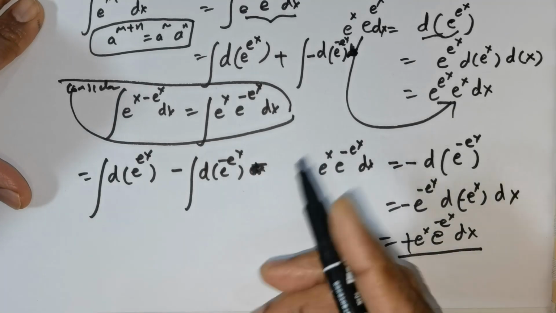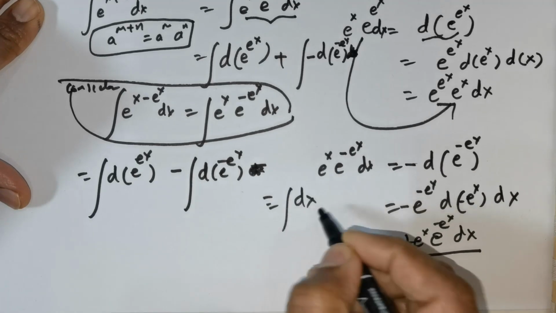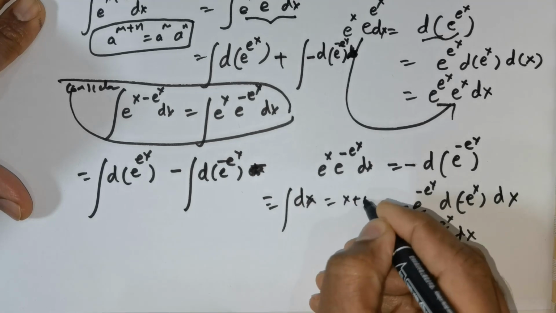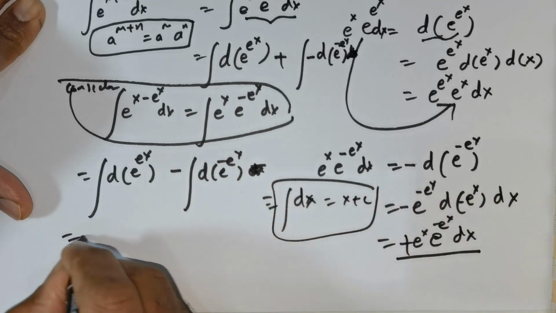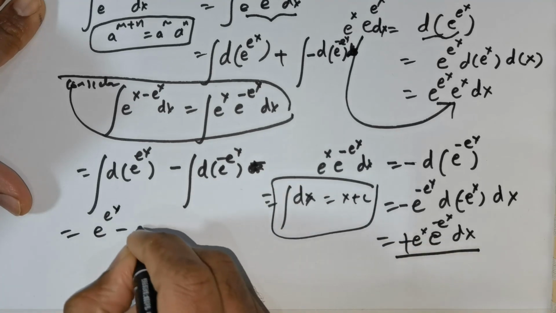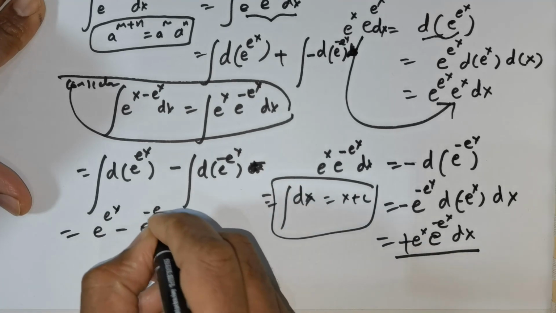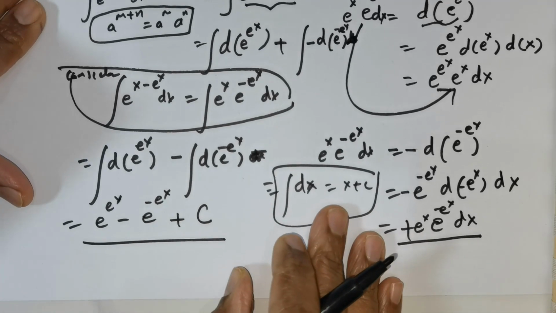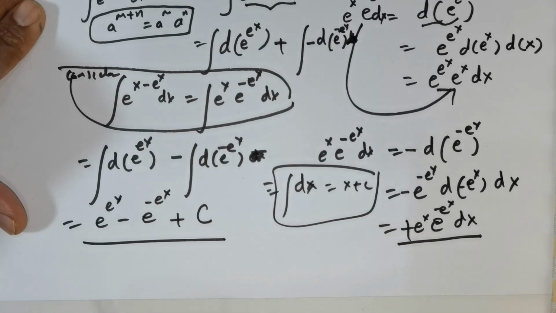So what is this? This is very much similar to the usual integral that we encounter, integral of dx, and that is going to be x plus c. So this is going to be e raised to the power of e raised to the power of x, followed by a negative sign and then e raised to the power of negative e raised to the power of x, plus arbitrary constant c. Now that is the output for this question.